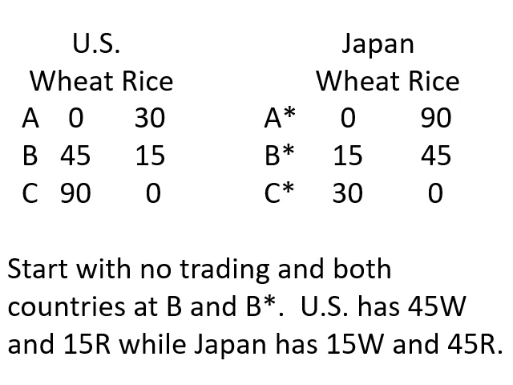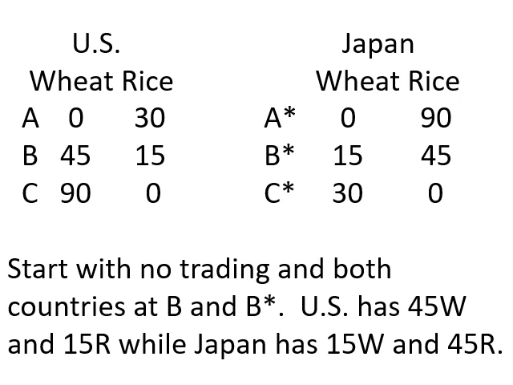So the U.S. can make either wheat or rice, and Japan can make either wheat or rice. And if Japan puts all of their resources into making rice, they get 90 units of rice and no wheat. If they put all of their resources into making wheat, they make 30 units of wheat and no rice. And if they do half and half, they get 15 wheat and 45 rice.